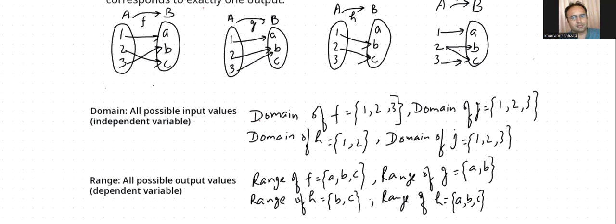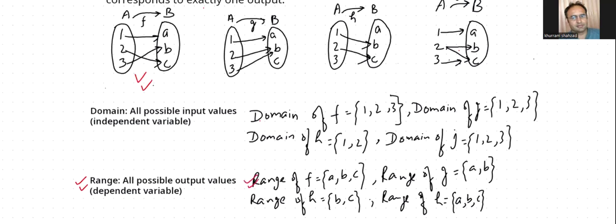Now, what is the range of a relation or function? This is the definition of the range: all possible output values of the function. We also call the dependent variable values the range. So in these examples, this f has the range a, b, and c.